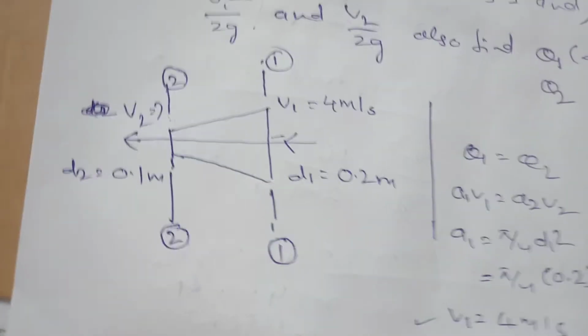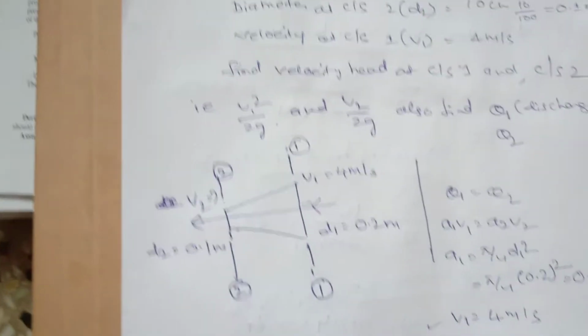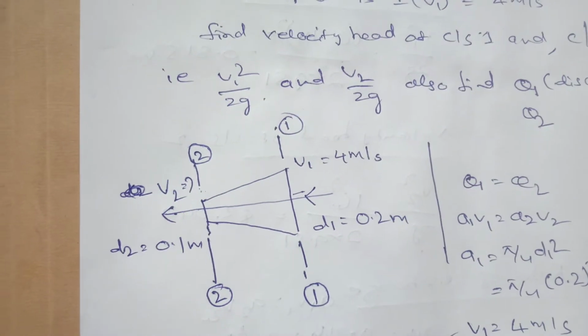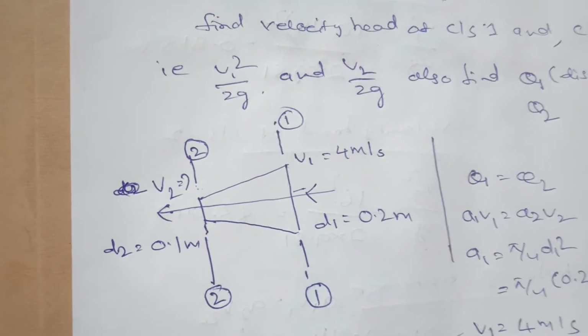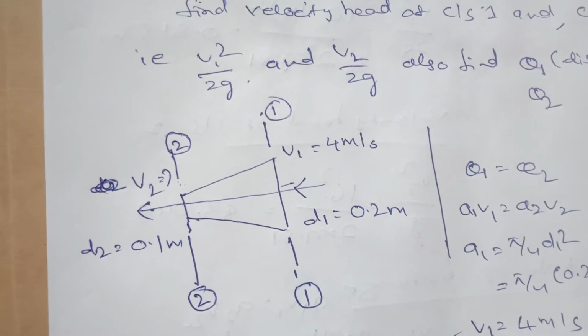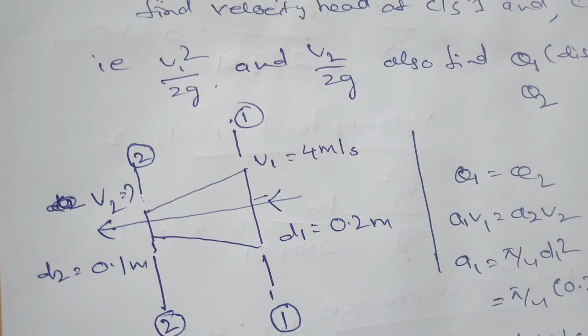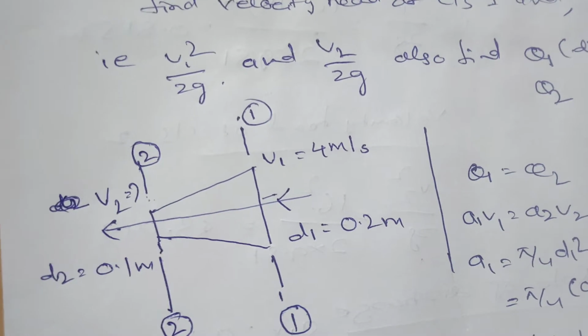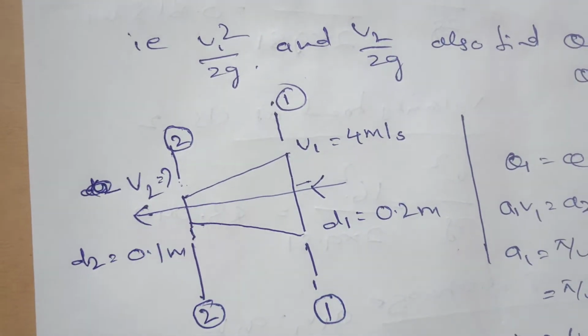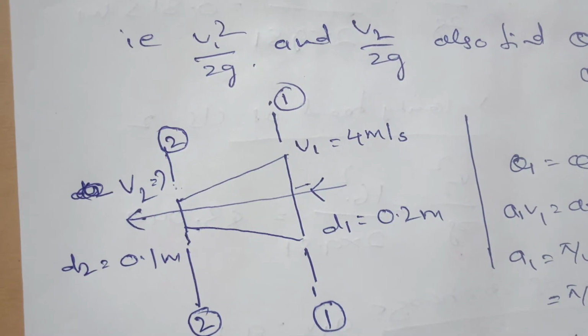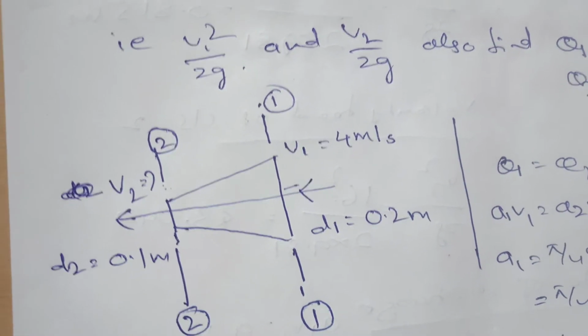It is a pipe through which the fluid is flowing. Cross section 1 I have shown, cross section 2 I have shown. Cross section 1 diameter is 0.2 meter. At cross section 1 velocity is 4 meters per second, and diameter at cross section 2 is given as 0.1 meter. v2 has not been given, that we have to find.